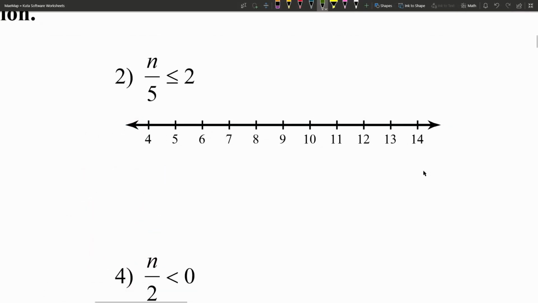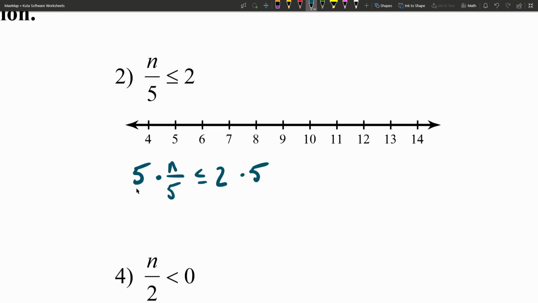Let's move on to number 2. In number 2, we have n divided by 5 is less than or equal to 2, or n fifths is less than or equal to 2. So because n is divided by 5, and we need to isolate it, in order to get it all by itself, we're going to multiply by a 5. So rewriting this down here, n over 5 is less than or equal to 2. We're going to multiply both sides by 5.